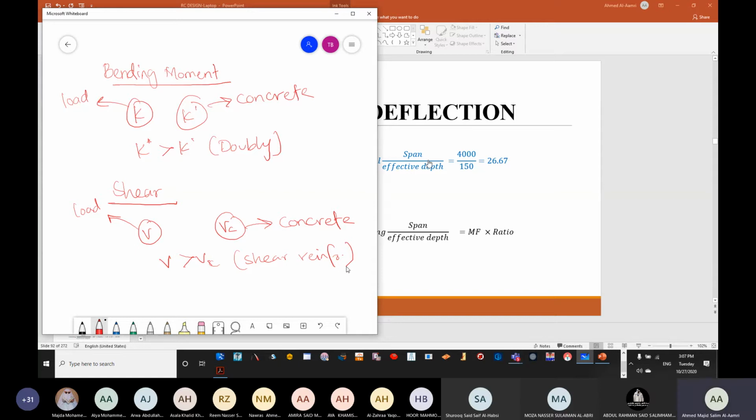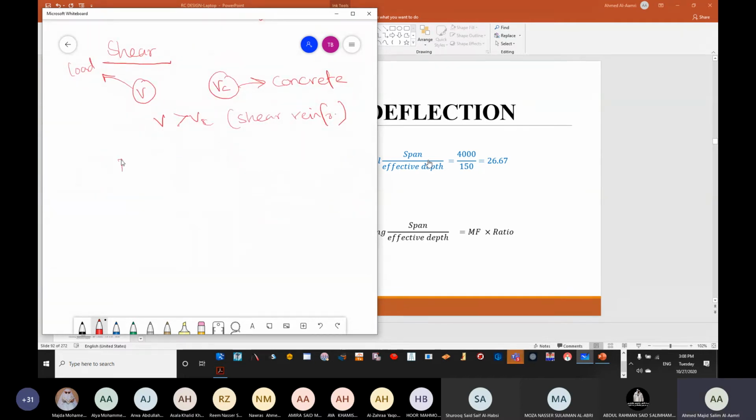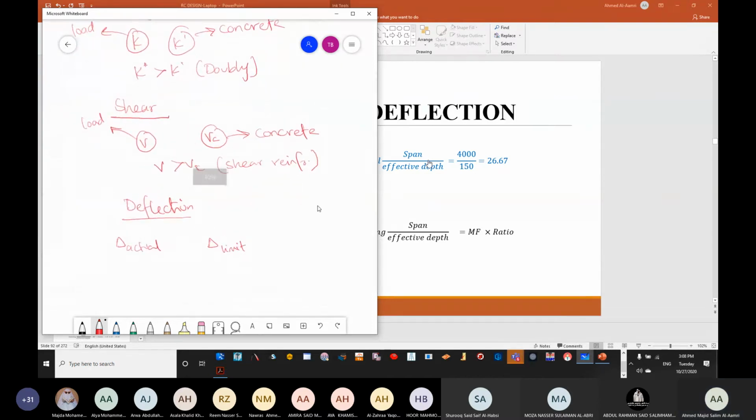Okay. The same thing goes for the deflection. For the deflection, we are going to compare once again between two values: the actual value of deflection and something called a limit of the deflection. Once again, it's all a comparison, whether it's K and K dash, whether it's V and VC, and then actual deflection and limiting deflection.